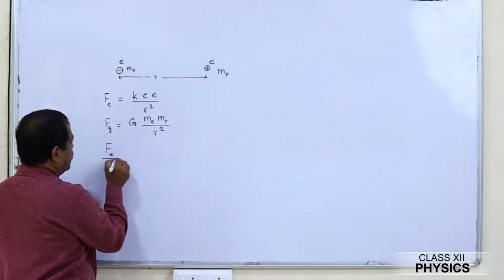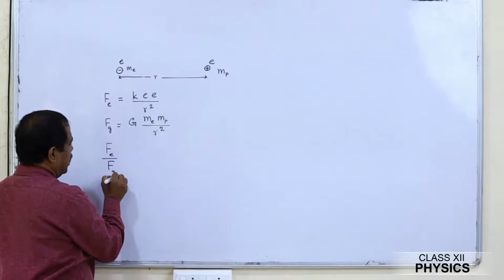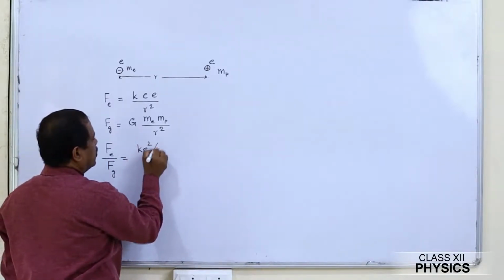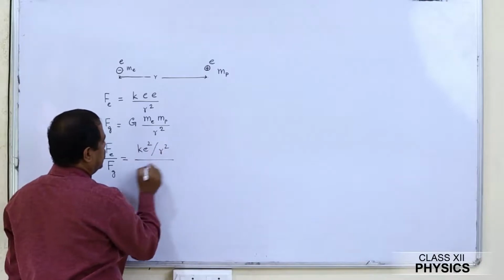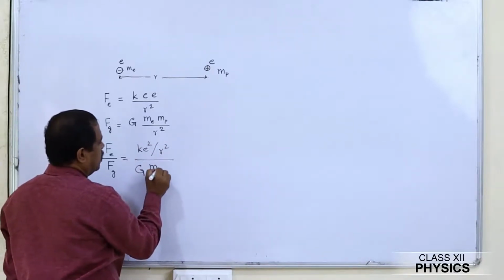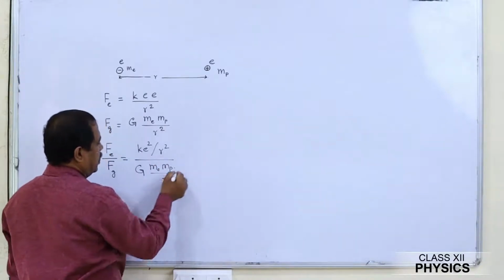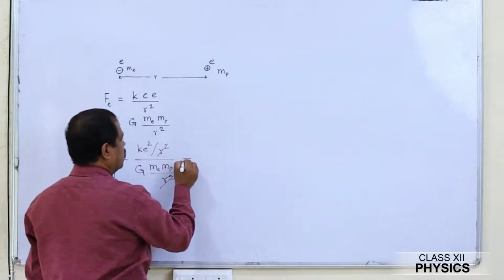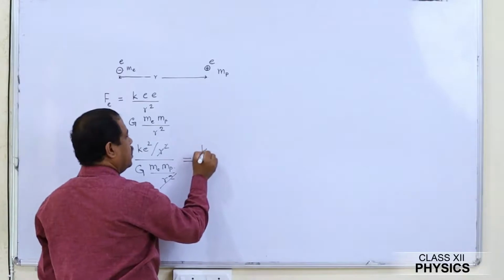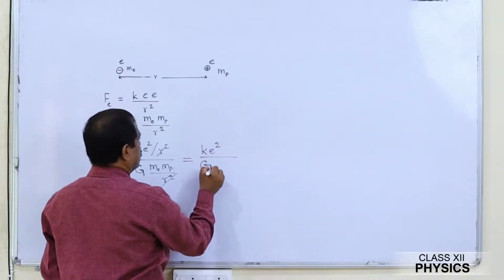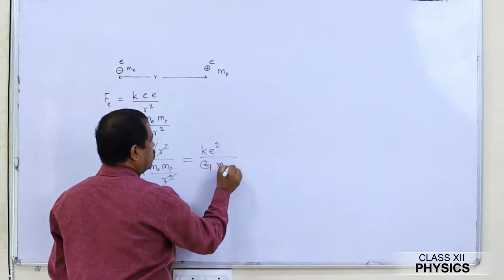So Fe divided by Fg will be given as Ke square divided by R square, divided by capital G into me mp divided by R square. The R square and R square cancel, and we are left with Ke square divided by capital G into me into mp.